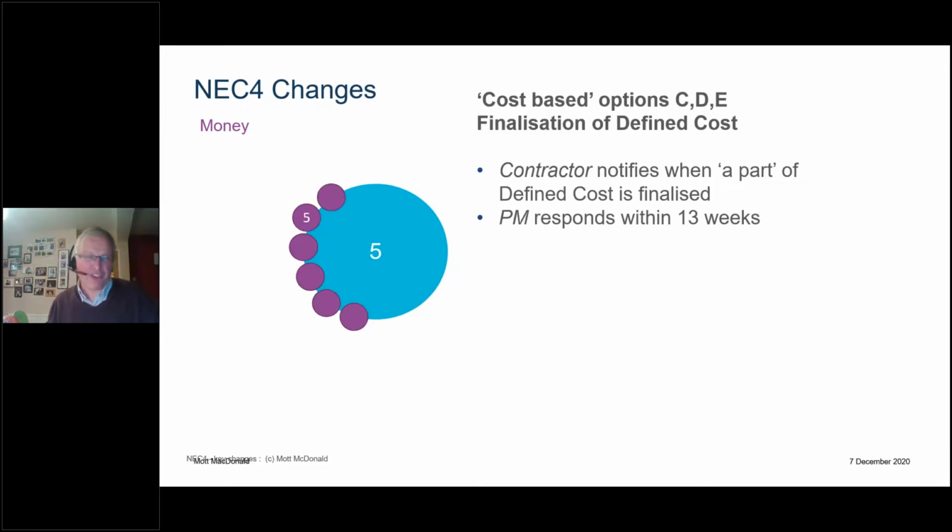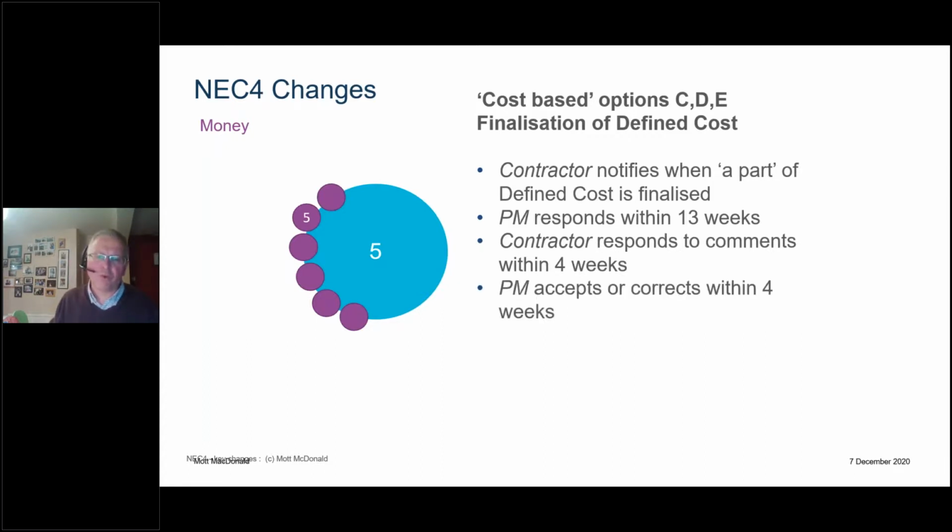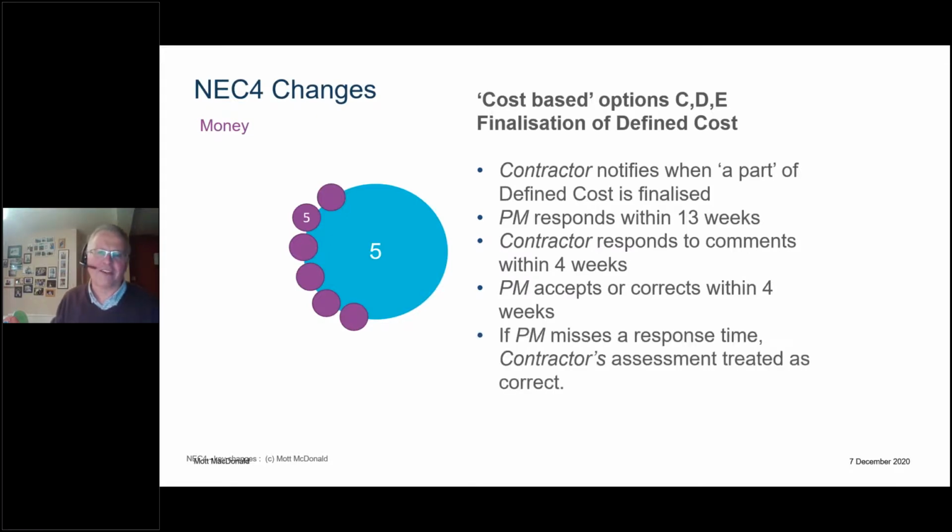The PM's got 13 weeks to review that part. Contractor responds to comments within 4 weeks. PM either accepts those comments or corrects it within 4 weeks. And if the PM misses that response time, the assessment is treated as correct. So what we've got is a process to try and get the PM and the contractor to get things sorted. Once it's been sorted, it's not up for the PM to come and correct it later.